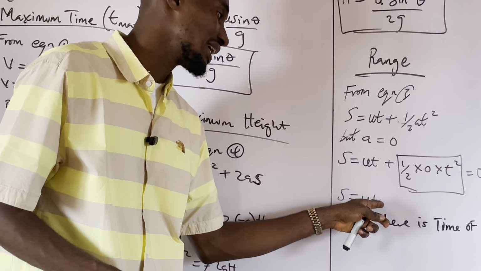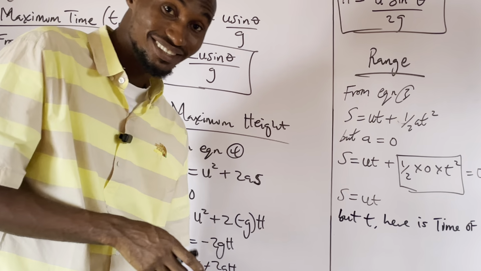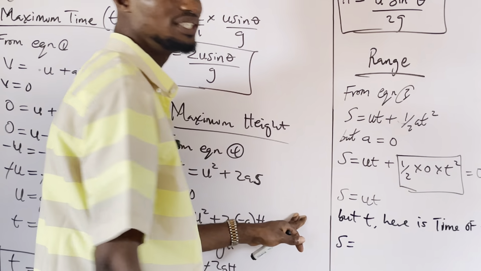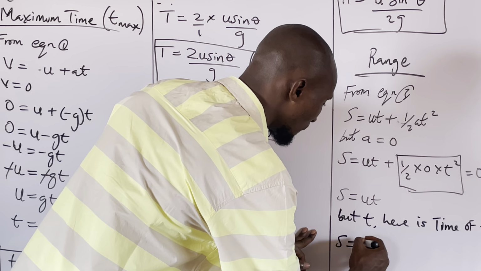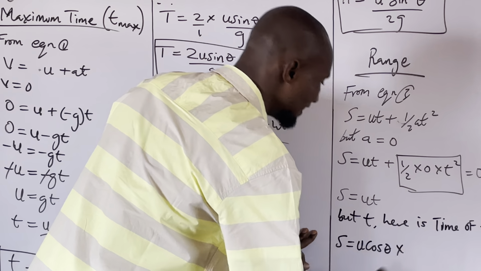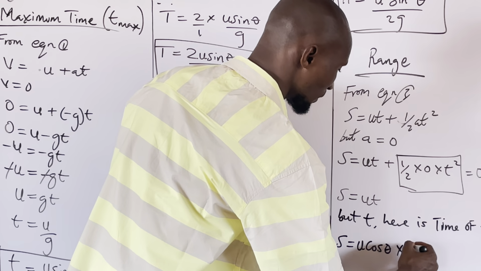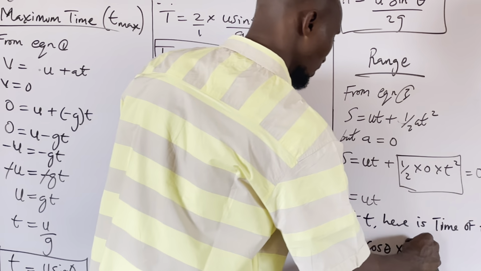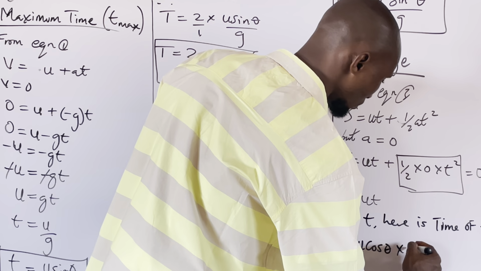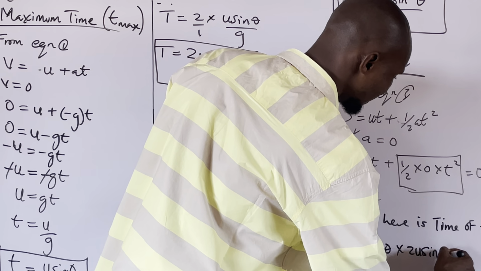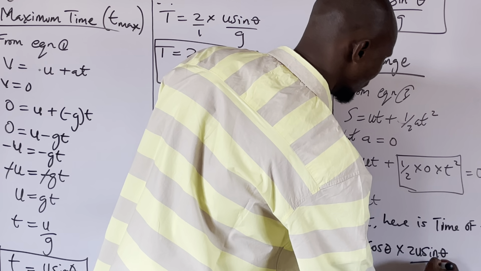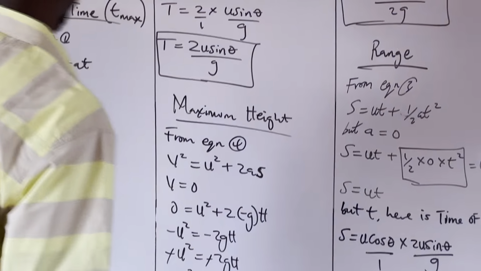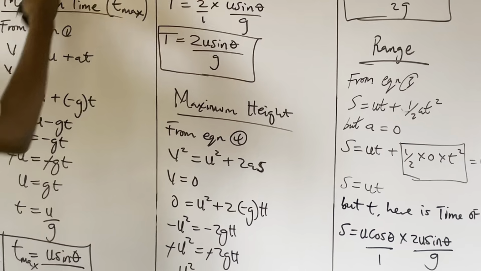Whether you have a small letter t or a capital letter T, I want you to know that t here in range is time of flight. So we say x is equal to, our u here is the horizontal component, which is u cos theta, times our t here, which is what? Not just u, 2u, because we say it's time of flight: 2u sine theta over g. So this one now over 1. Did you understand now? Now let me complete that here. I believe you've written this, right?